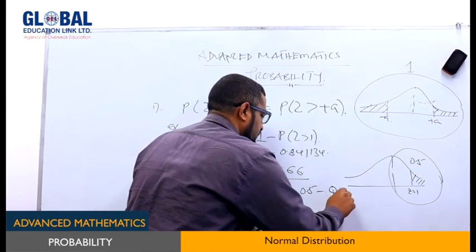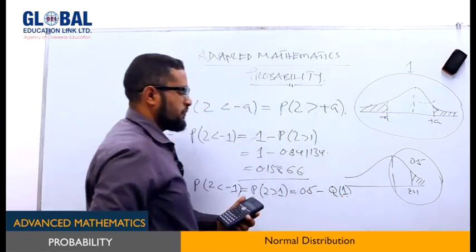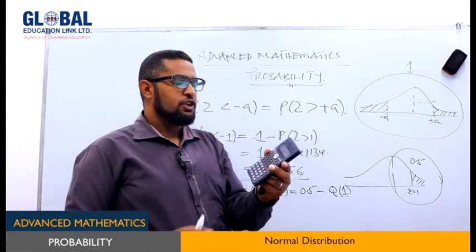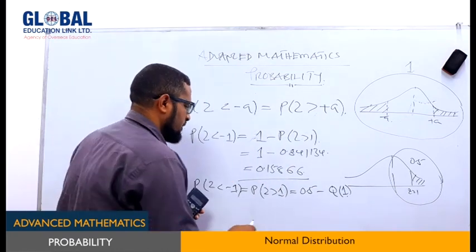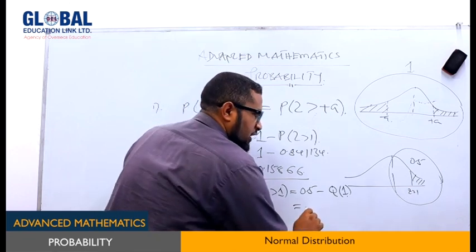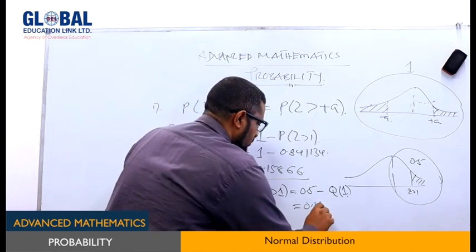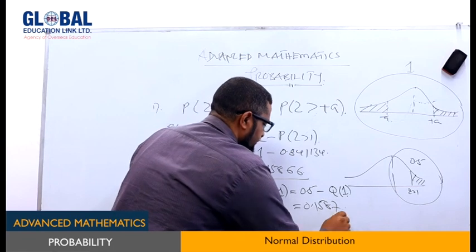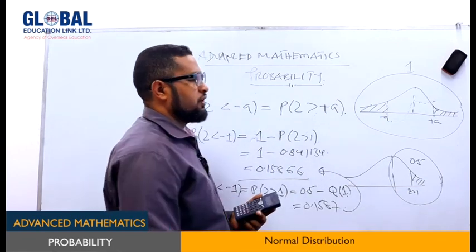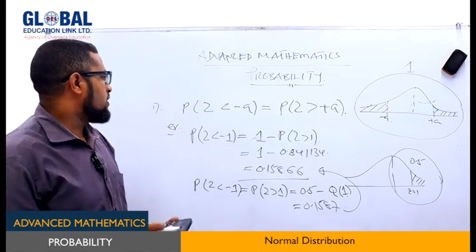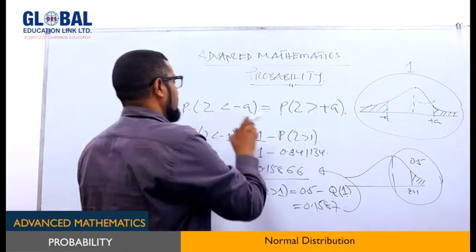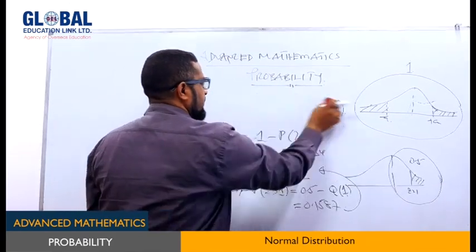Q of 1. Where do I obtain Q? Again, it is from the calculator. So if you use your calculator and plug it in, you will see the last value will be equal to 0.1587, which is the same as the above one. So that is case number one, when you are given the probability of Z less than negative A. Let's check the second one.